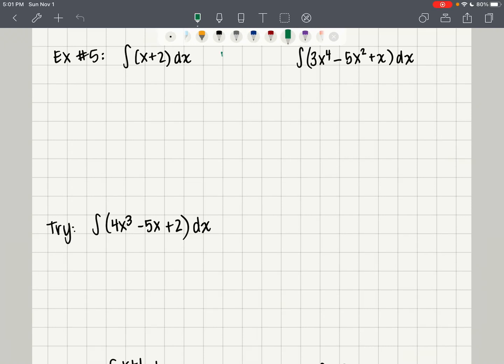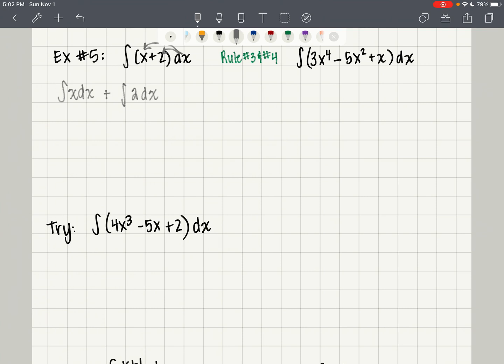Now we're going to practice using rule number 3 and 4 along with 1, 2, and 5. So now we're going to look at rule number 3 and number 4. Here we have the integral of x plus 2 dx. This is the same thing as the integral of x dx, because I can multiply this differential to each term in the parentheses. So the integral of x dx plus the integral of 2 dx.